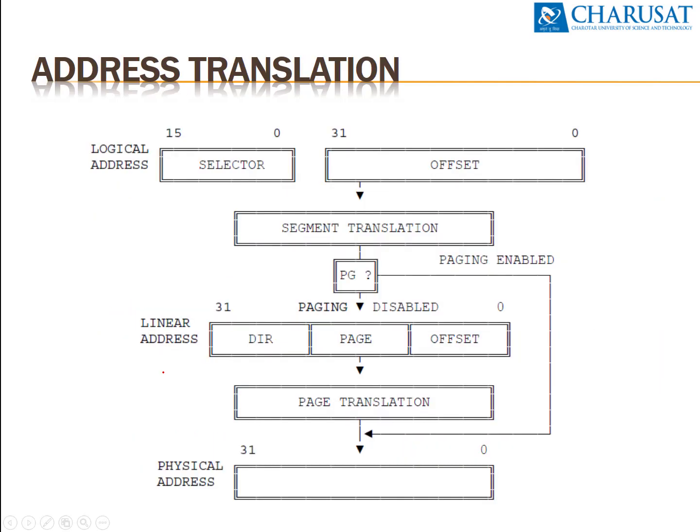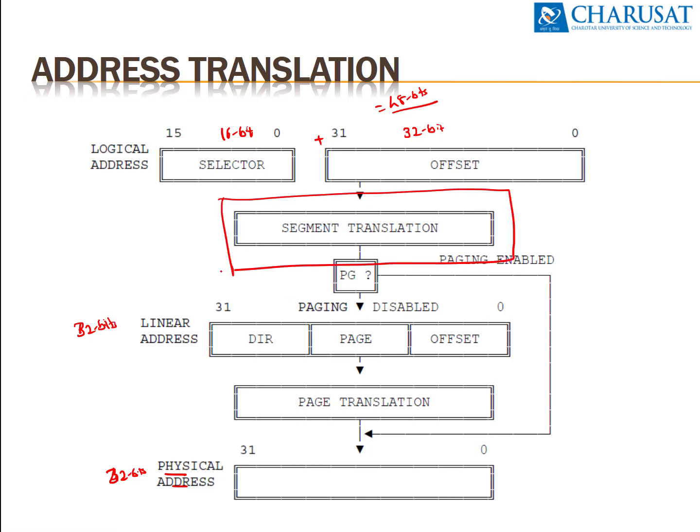We have seen this diagram last time, where the logical address is 16 bits plus 32 bits of offset, a total of 48 bits. So the length of the logical address is 48 bits, the length of the physical address is 32 bits, and the length of the linear address is also 32 bits. This portion is segment translation, meaning segmentation, and this portion is paging or page translation.